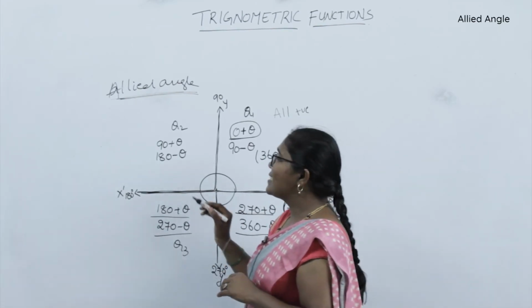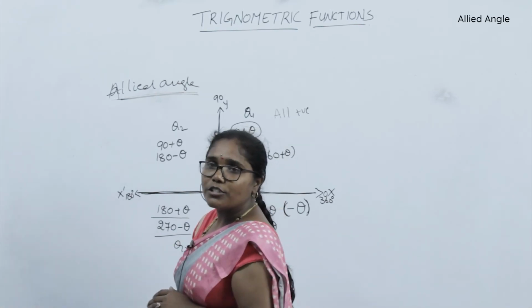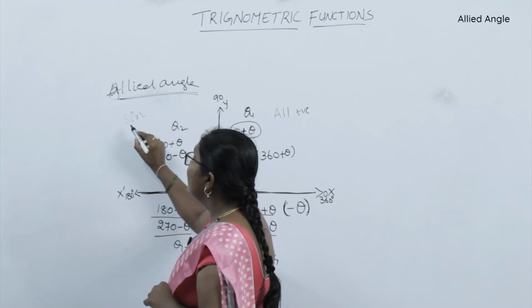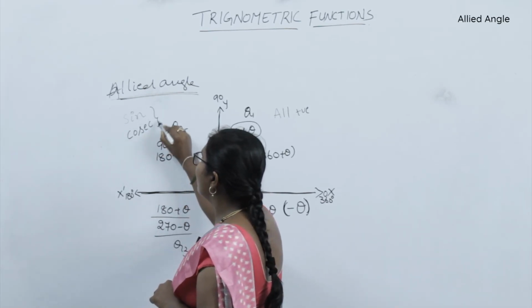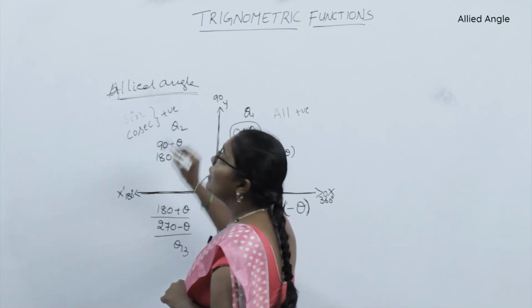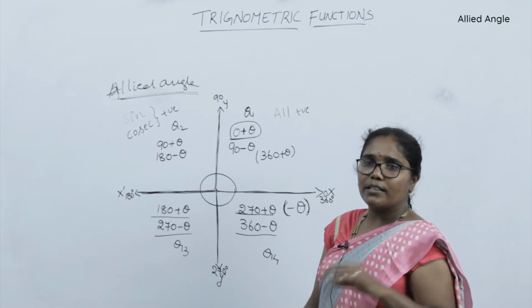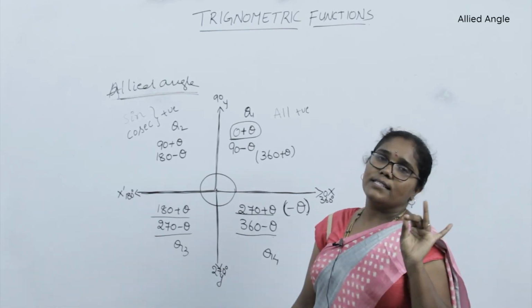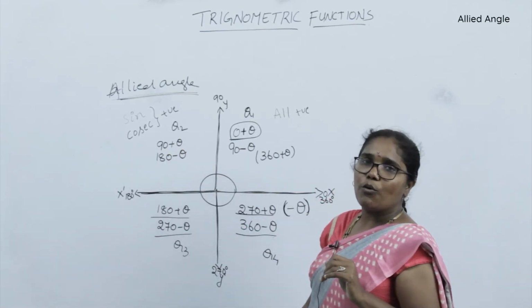Coming to the second quadrant, 2 trigonometric functions are positive. What are they? Sine and its reciprocal, cosecant. Sine and cosecant are positive, and the remaining all are negative, that is cos, tan, cot and secant. So these 4 trigonometric functions are negative in the second quadrant.